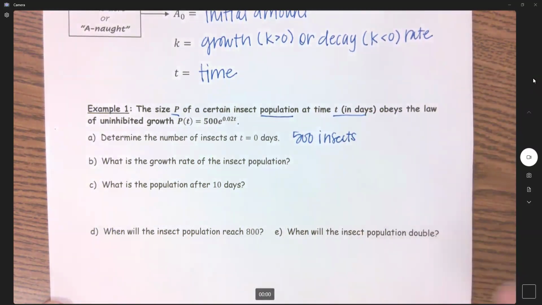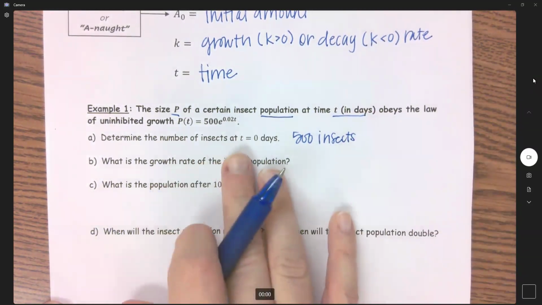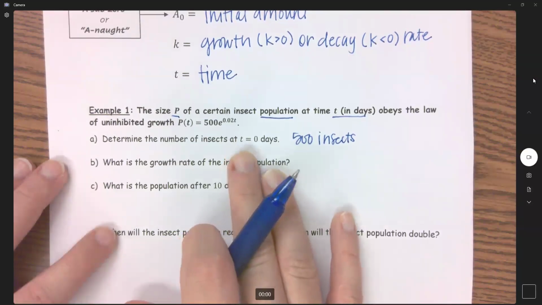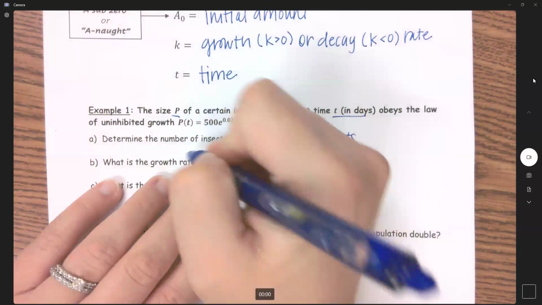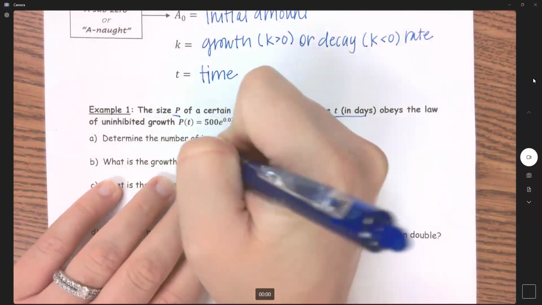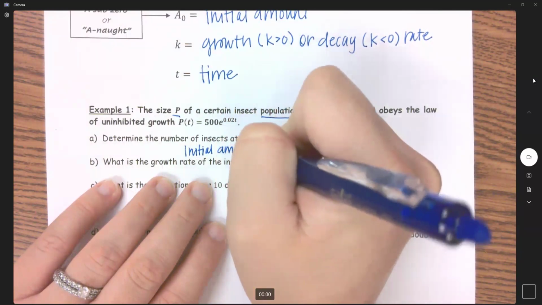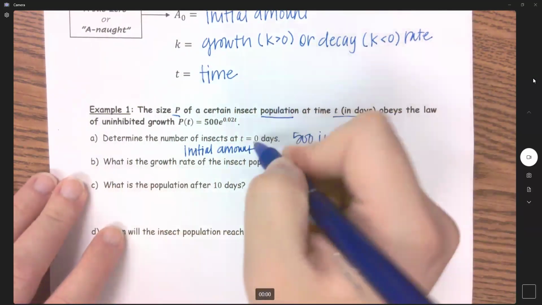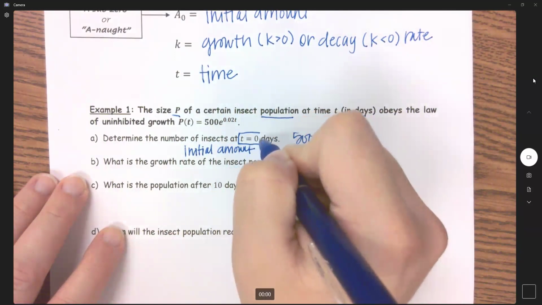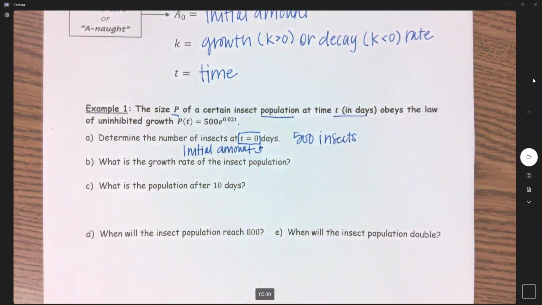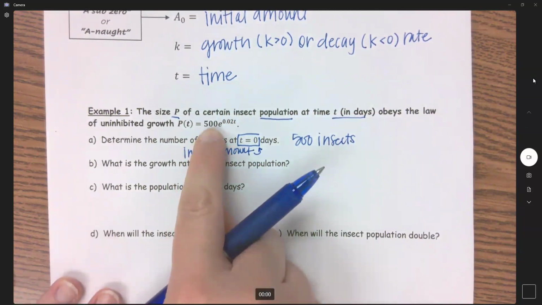But when we're at t equals 0, that's my initial population. And so this is just another way of asking for that initial amount. So you can either plug that in, or you can just see that that means the initial amount. So it's whatever's in front of that e.